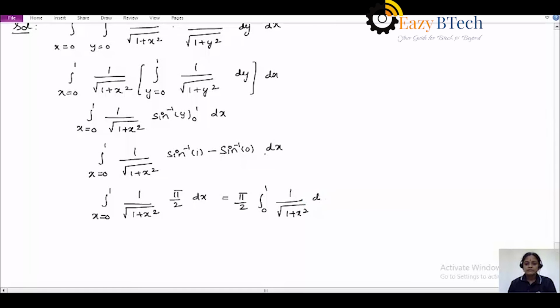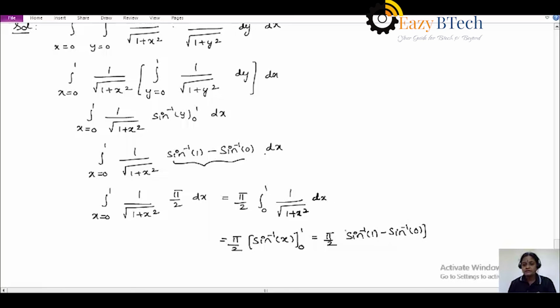Because pi by 2 is a constant, pi by 2 is common here, and this is also the formula for sine inverse x from 0 to 1. Then pi by 2, the same method here, we are applying sin inverse 1 minus sin inverse 0. Sin inverse 1 is nothing but pi by 2 here. So pi by 2 times pi by 2, that is pi square by 4, is the answer of this question.